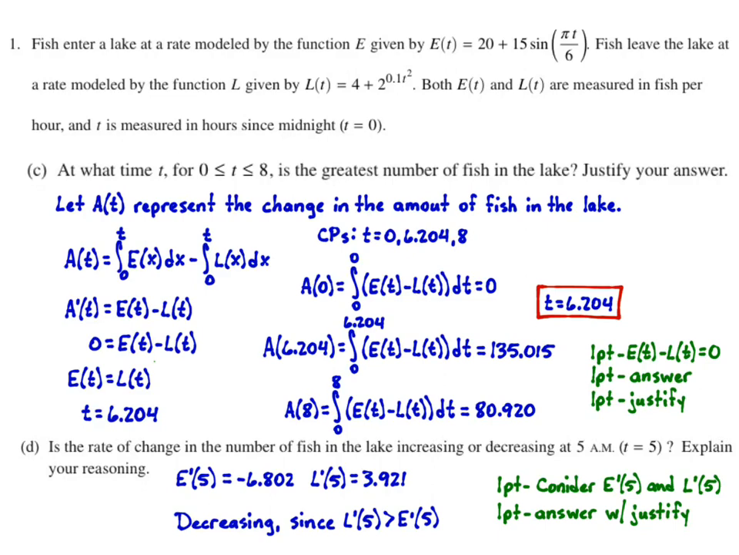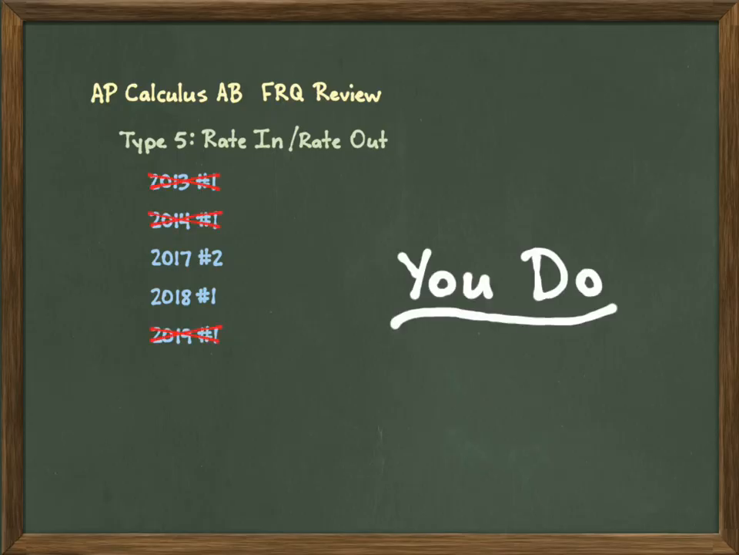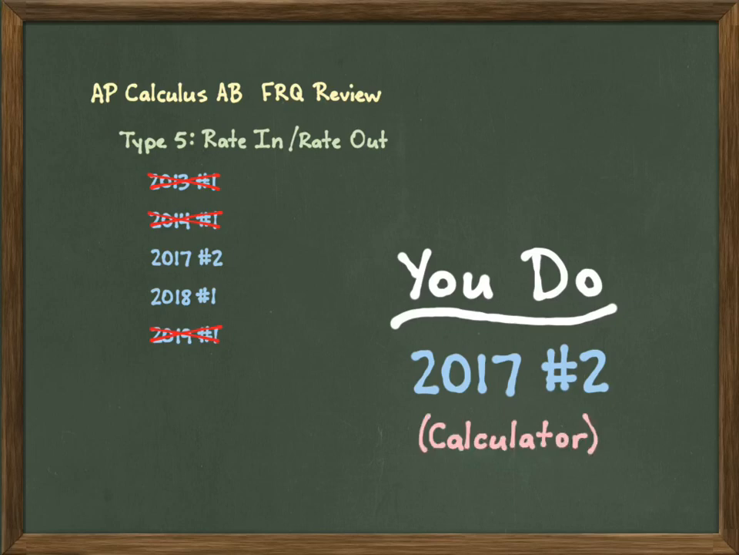Make sure you grade it and input the scores that you got on the last two questions into Socrative. And then for the next question, you're going to set your timer for 10 minutes and you're going to do number 2 of 2017. This is a calculator-based question. And when you're done, come back and watch the next video, and I will see you then.